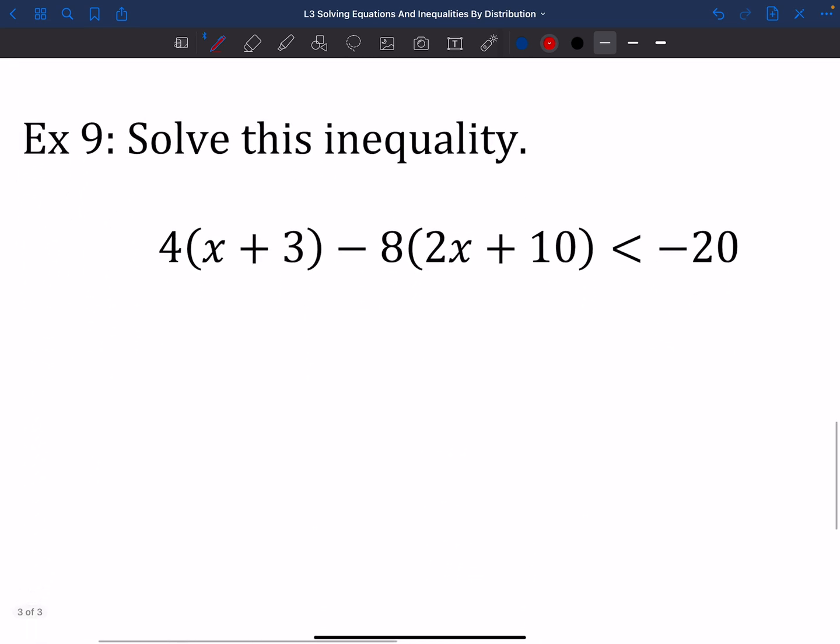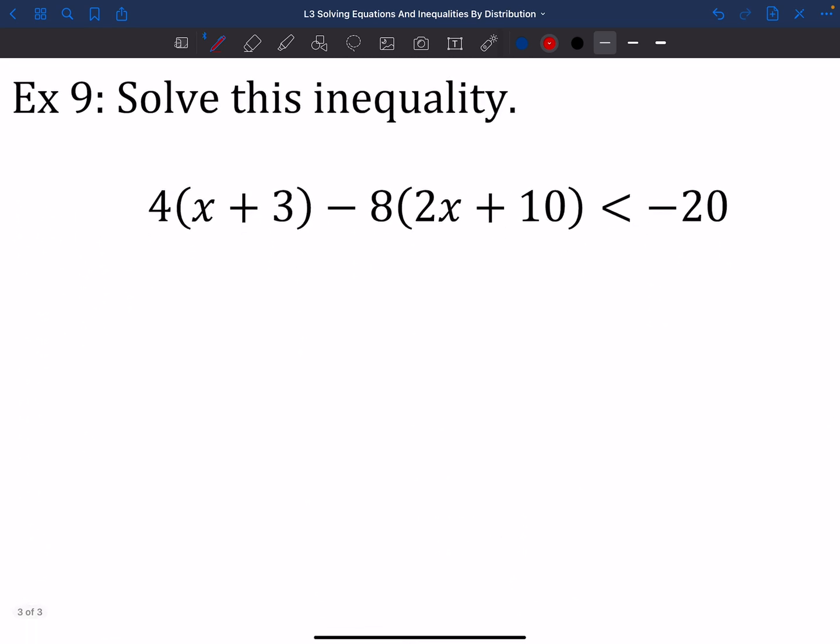If you're feeling up to it, pause here, try this one out, see what you get. If you're not feeling as confident about it, just follow along with me. So same kind of idea as what we were doing in the past. I'm going to distribute into these parentheses based on whatever is in front of them. So -4 times x over in the red is just 4x. 4 times 3 is +12, so plus 12.